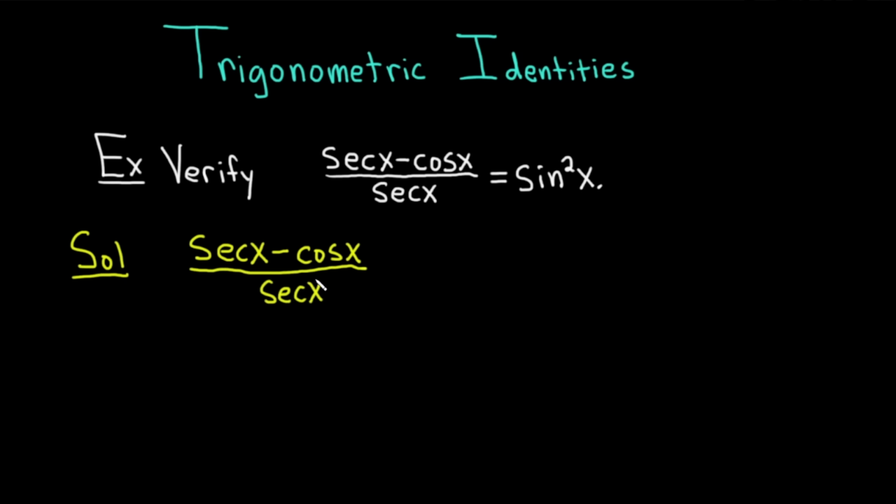Now you want to look at this and think, are there any common trigonometric identities that you can use? There's none that really come to mind. So a good general strategy is to convert everything to sines and cosines. Secant is 1 over cosine. And then we still have the minus cosine x. And all of this is being divided by secant, which is again 1 over cosine.